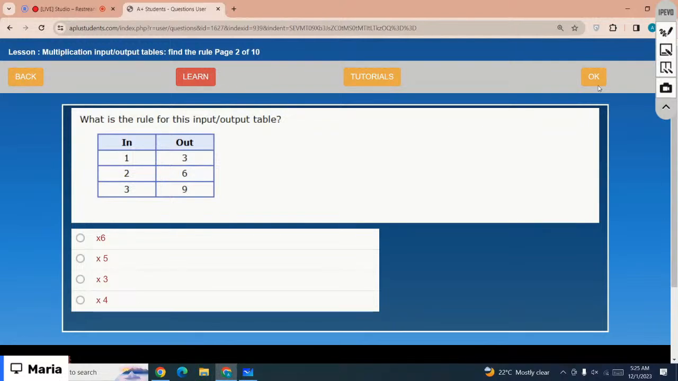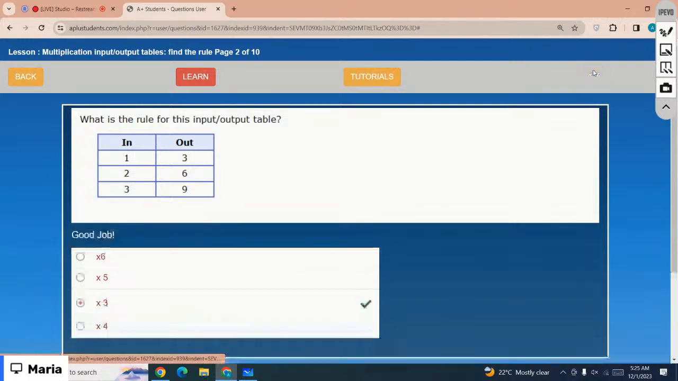Yes, the correct option is 3. Each value is multiplied by 3. Very good. Okay.